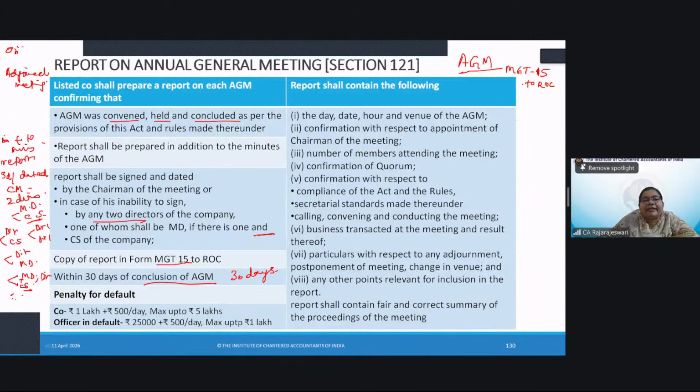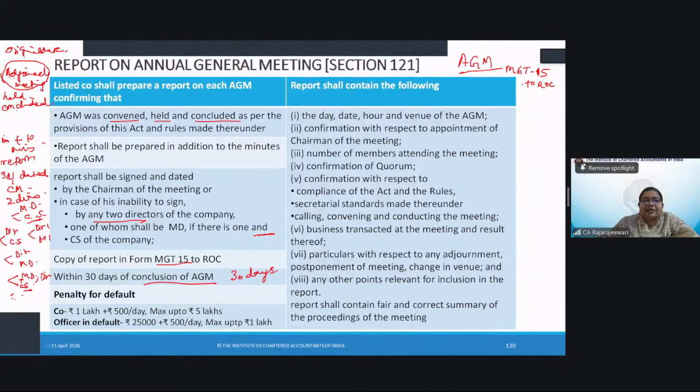See, the original date can be one date, and the adjourned meeting may be adjourned to some other date. So it means only when the adjourned meeting is held is the meeting deemed to be concluded. That's why the wording is 30 days of conclusion of AGM.